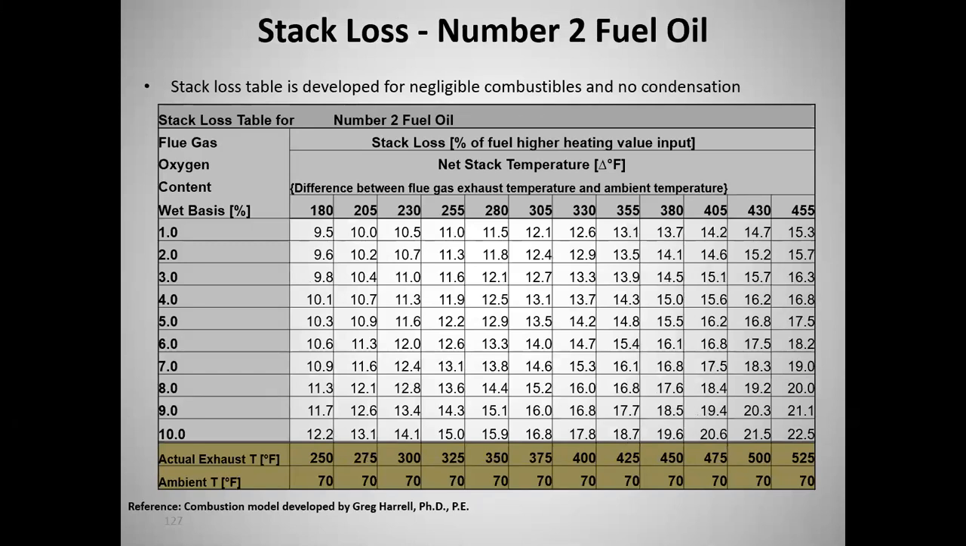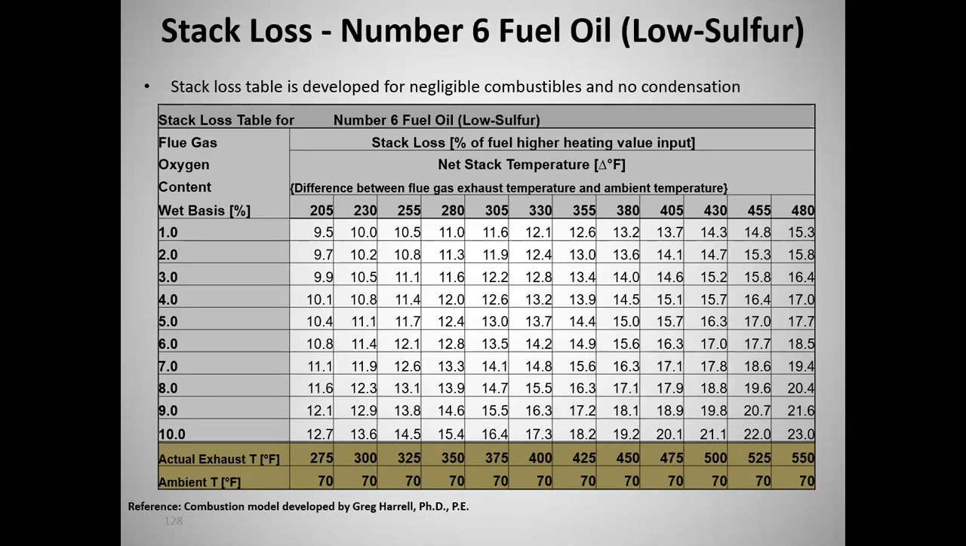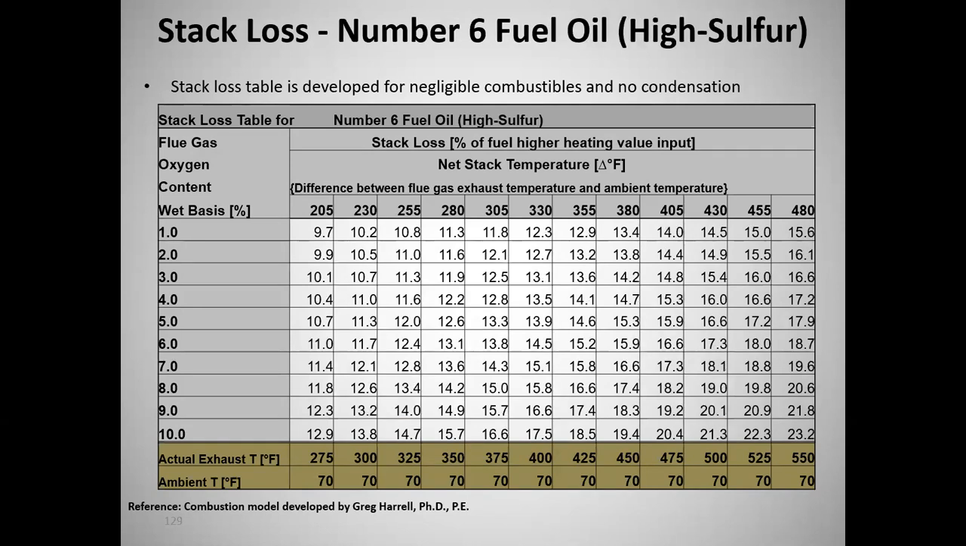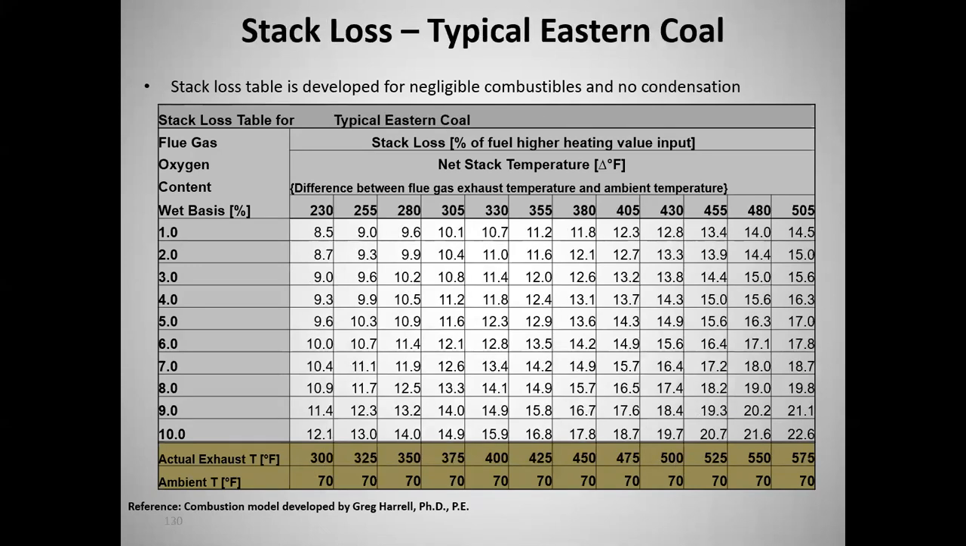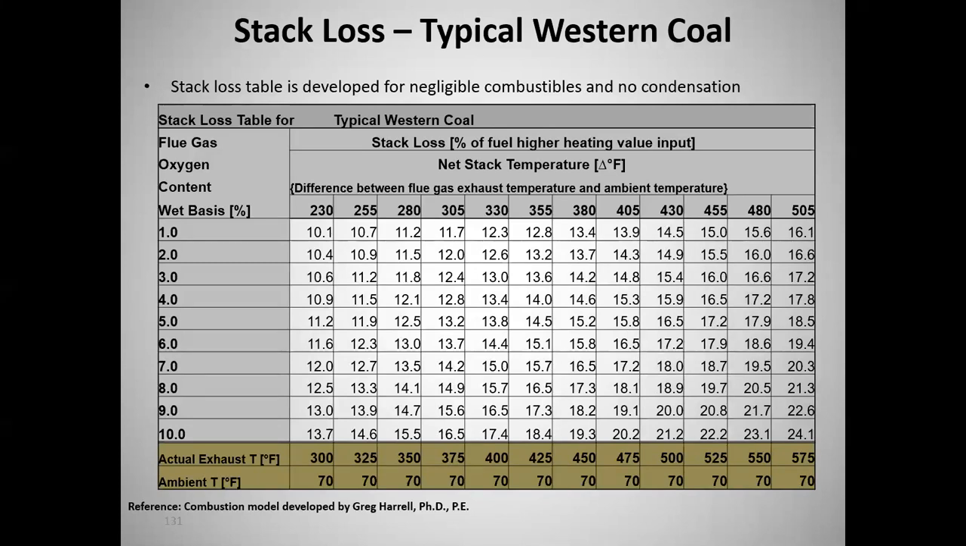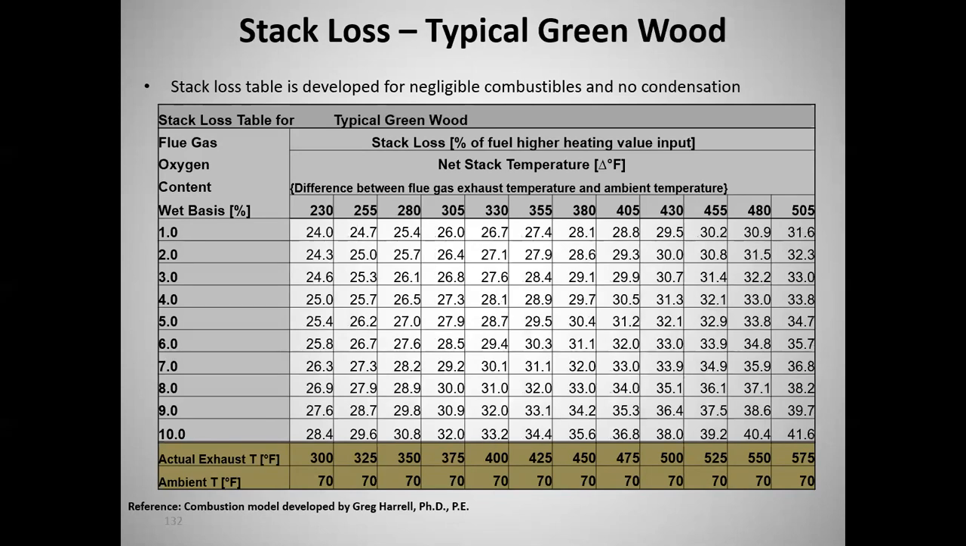And then in the slides, we have a table; the first one was natural gas. This is diesel, number 2 fuel oil, and the numbers change a little bit. Number 6 is a really thick, very viscous type of fuel oil. That's low sulfur, and this is high sulfur. Then we have typical Eastern coal, which would most likely be bituminous, and typical Western coal, which tends to be more subbituminous. And then we have greenwood.